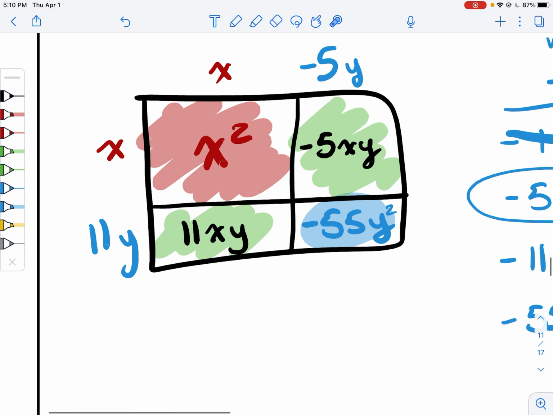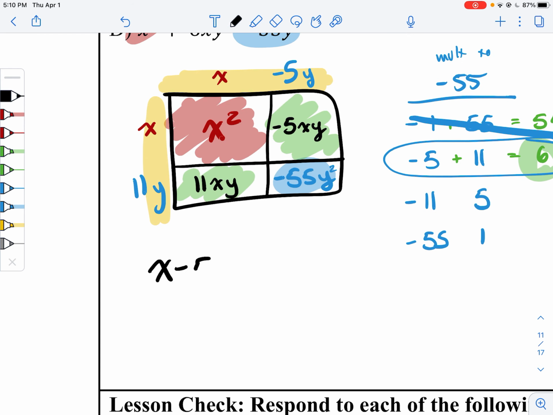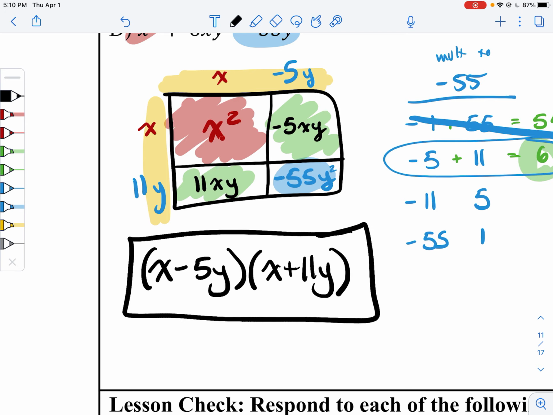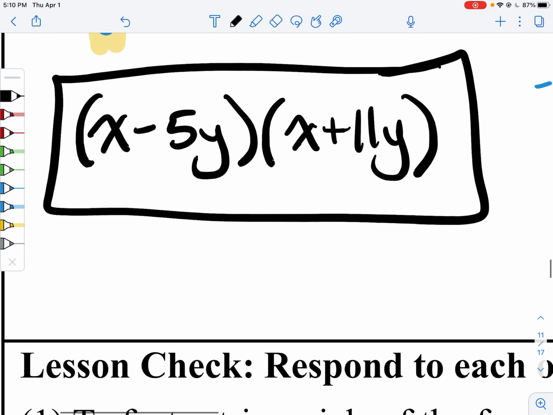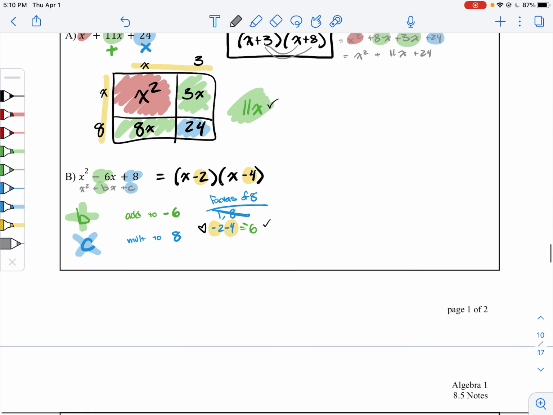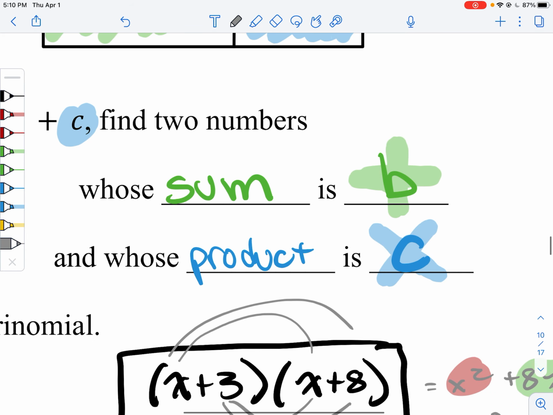Sweet. Remember, our final answer, our solution, is the side lengths of our diagram. So it gives us x minus 5y as one factor times x plus 11y. Now how do we know if our solution is in fact correct? Well, multiply it out, see what you get, and I will let you do that on your own. I will also let you have a fantastic time on your homework, remembering that this is what we need: you need to find two numbers that add to b and multiply to c. Know it, love it, have a great time on your homework.